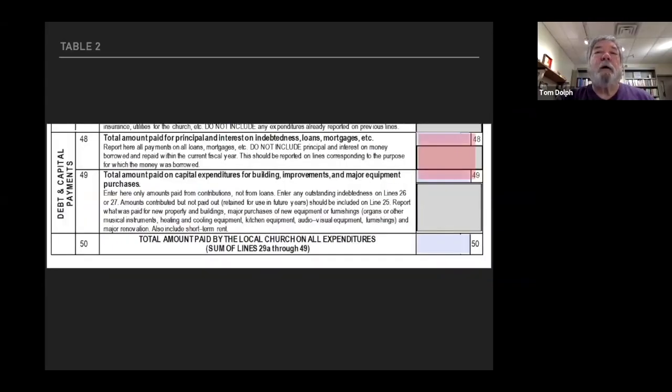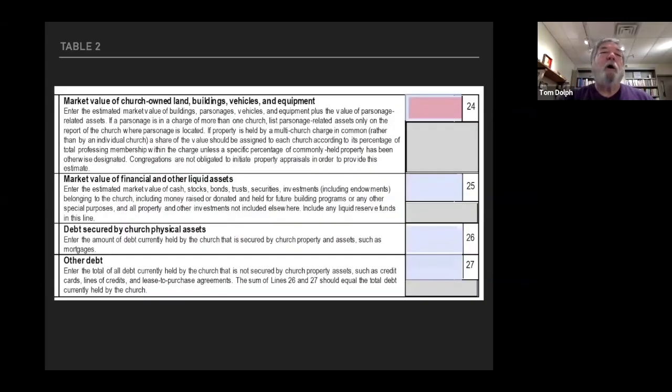So other debt would be things like if you have a church credit card, if you're leasing your copying machine, those kinds of debts, temporary, you owe the paper company, they deliver and you pay later invoices. It does not include things like utility bills. It does not include those ongoing kind of operational expenses, but other forms of debt.